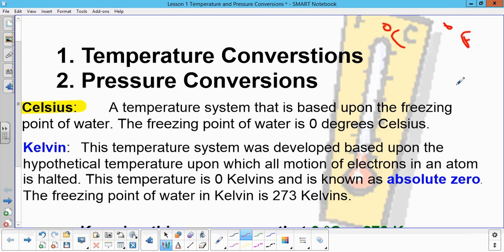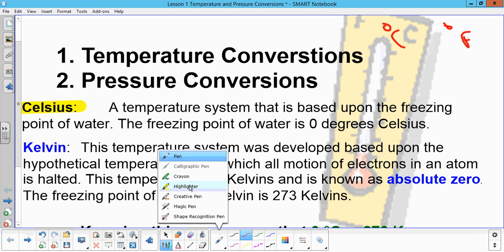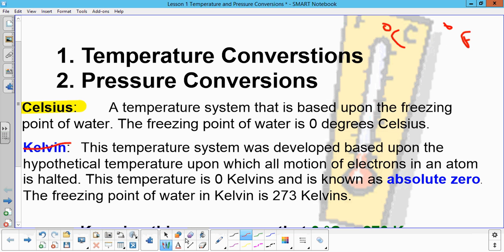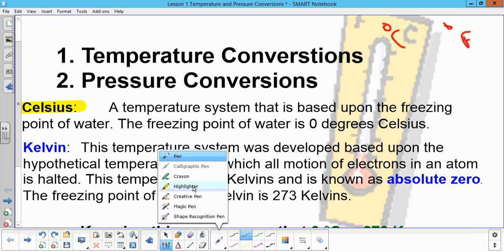But in the gas laws, we're very, very specific about the type of temperature that we have to use, and we measure temperature using kelvins. Oh, that's not very helpful at all now, is it? Let's just see if we can undo that. Switch that over to a highlighter for you.